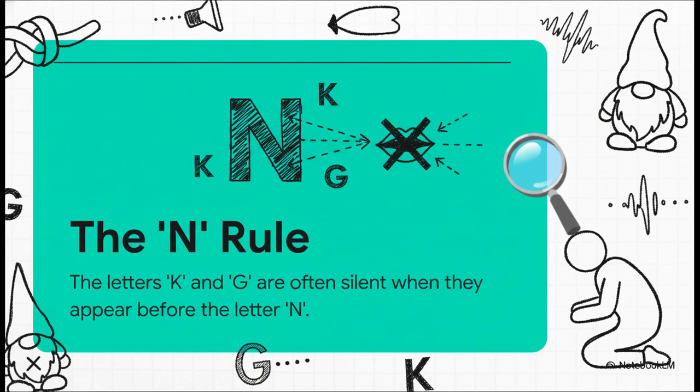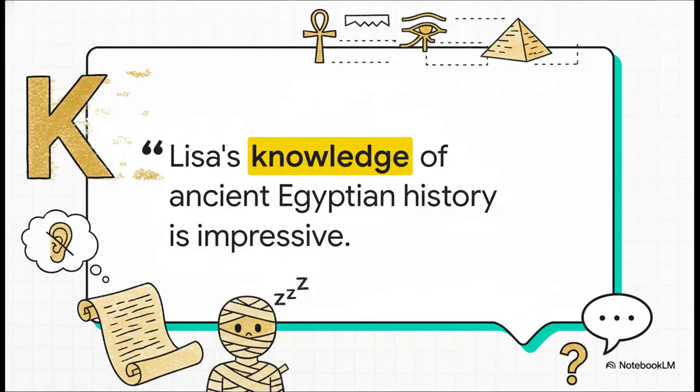You see it right there. When a K or a G shows up just before an N, it almost always goes quiet. And this is the key thing to remember, it's not random. It's a rule you can actually use. And here it is in a full sentence. Lisa's knowledge, that K is completely gone, just like our rules said it would be. Hearing it in a real sentence kind of helps lock it in your brain, you know?